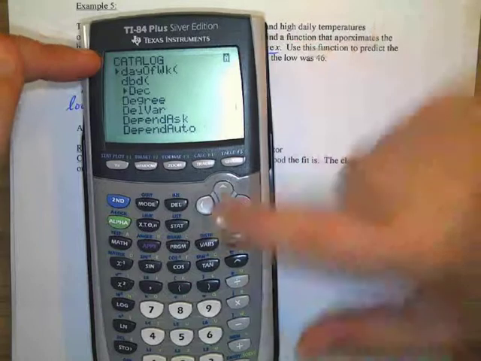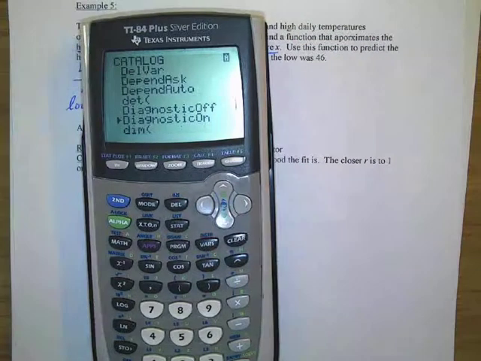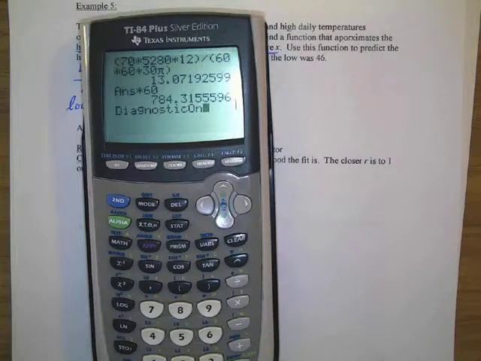And I need us to find diagnostic on. There's 2 of them. There's diagnostic off and there's diagnostic on. I want the on. So when you find it, hit enter and it'll jump you to your home screen. And you have to hit enter again. And it should say done. Does it say done? Done. Okay. Now we can go ahead and do our linear regression.